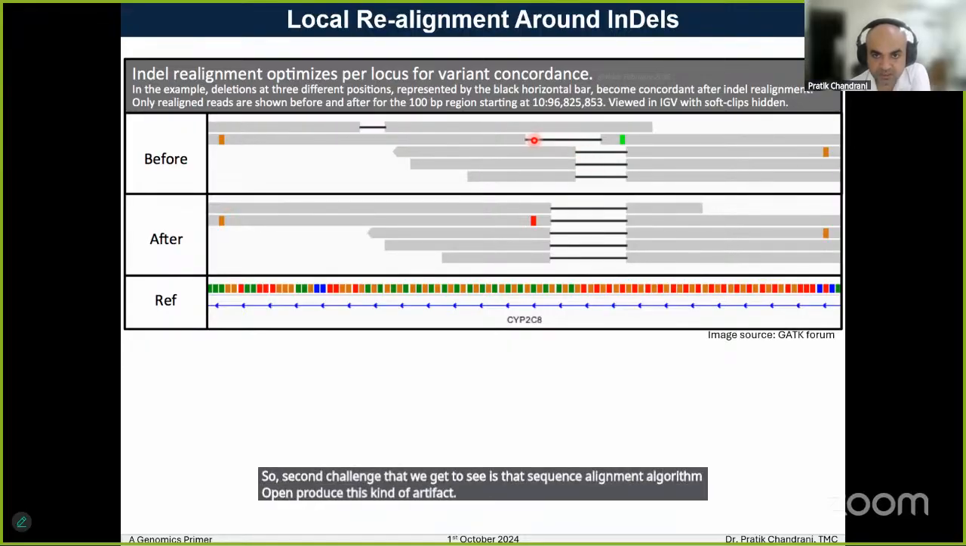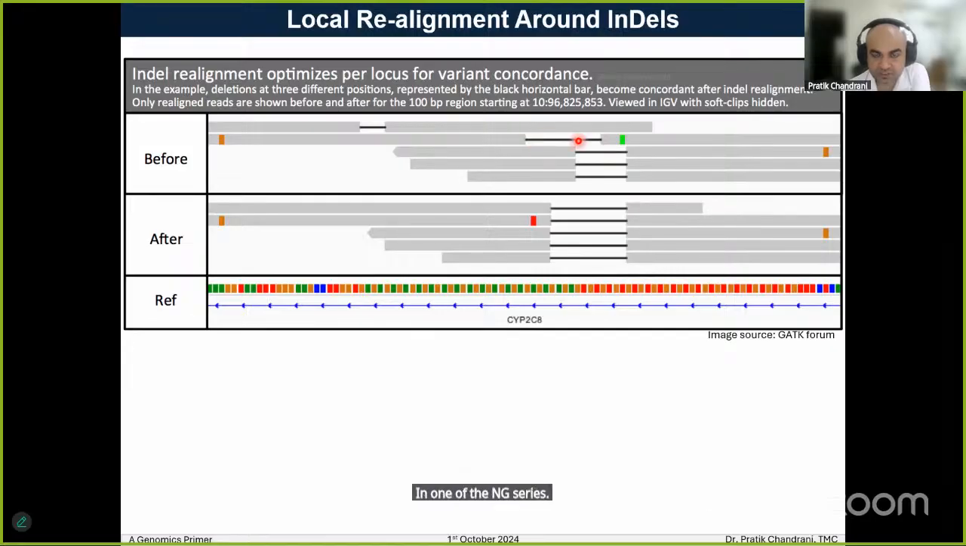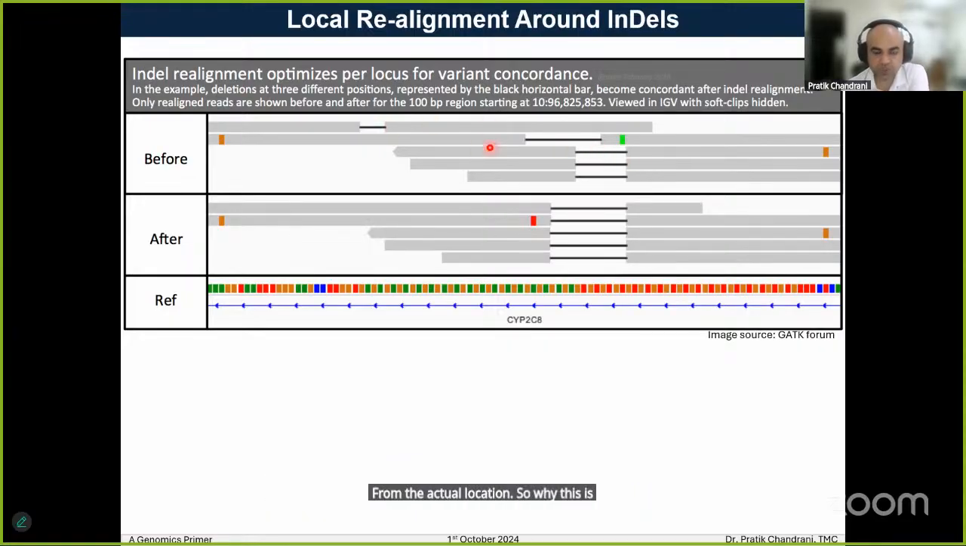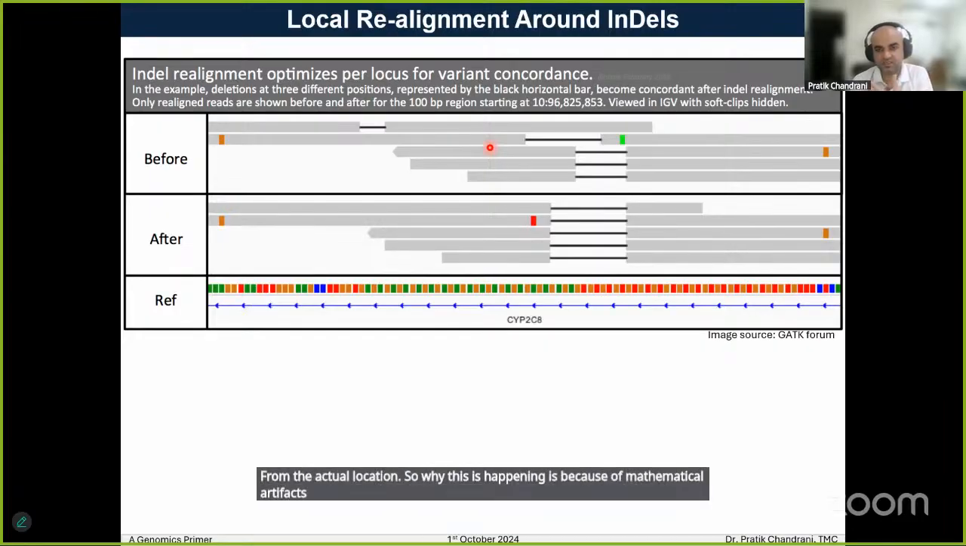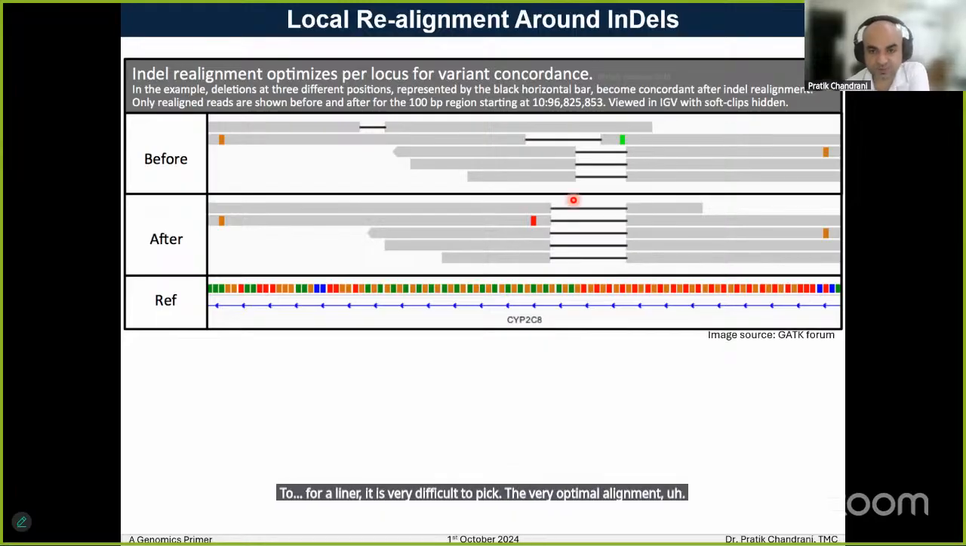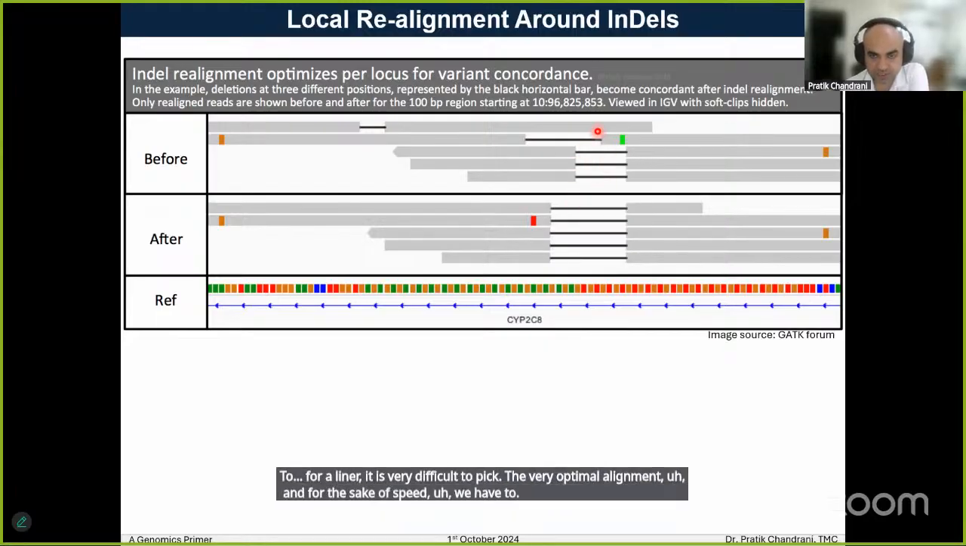of artifact. In one of the NGS reads, it will show that there is an alignment gap here, so there is a deletion happening here. In another read, it will show a gap here, here, here, and in one of the reads, it is going much further away from here, from the actual location. So why is this happening? It is because of a mathematical artifact. All the reads are 150 base pairs. So during the alignment, the best score of alignment is obtained in various different positions and various different settings. So for an aligner, it is very difficult to pick the very optimal alignment, and for the sake of speed, we have to compromise this accuracy a little bit.